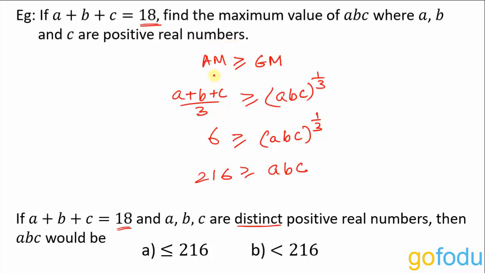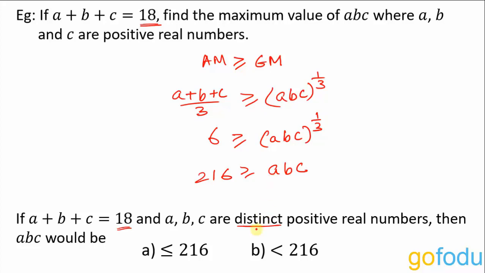Now we know that AM is greater than or equal to GM. So the minimum value of AM is GM. At least AM will be equal to GM. And for the minimum value of AM, we want an equality sign here, that will come when all the terms A, B and C are equal.